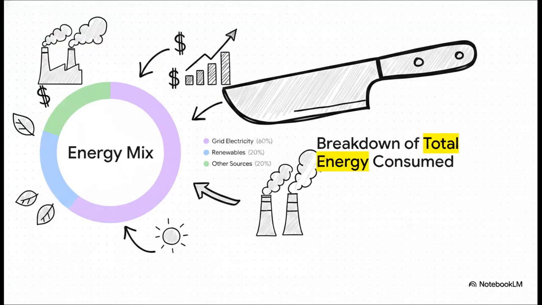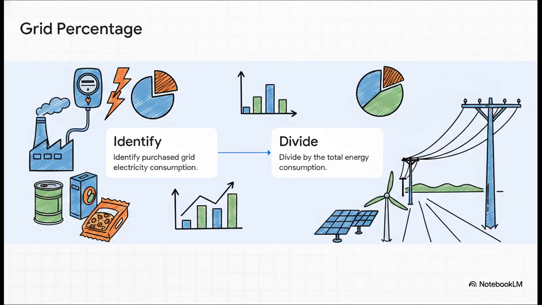And this brilliantly illustrates the next concept. We are essentially taking that massive total energy footprint we just calculated, and we're slicing it up like a giant pie. We want to know exactly how much of your total pie is reliant on the standard public power grid, because that grid reliance represents a very specific type of cost and emissions profile that your investors care deeply about. The actual math here is incredibly straightforward, but the precision is what matters.